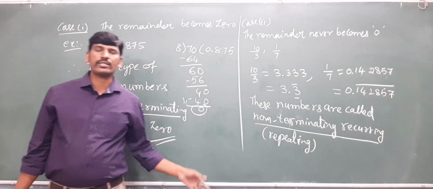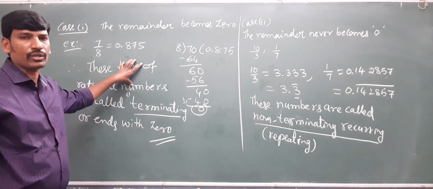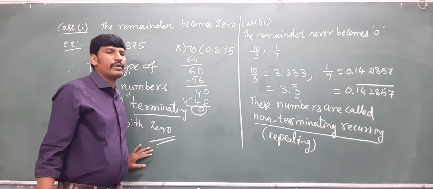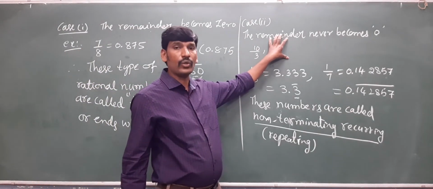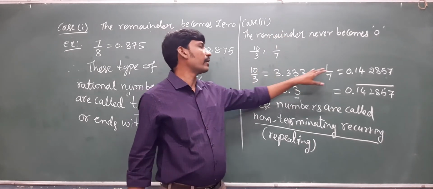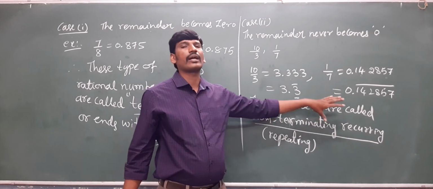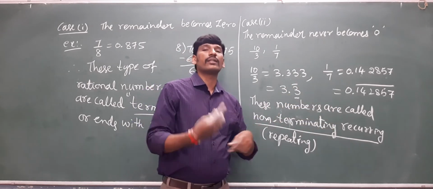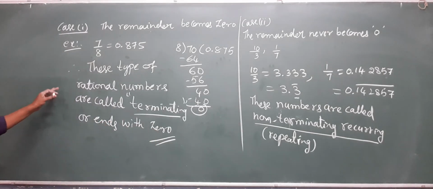Clear, my dears? Did you understand this? When the remainder becomes 0, these type of numbers are called terminating decimal numbers. And when the remainder never becomes 0 and the question is repeated, these type of numbers are called non-terminating recurring decimals, or repeating decimal values. Is this clear, everyone? So based on this we are going to discuss some examples.